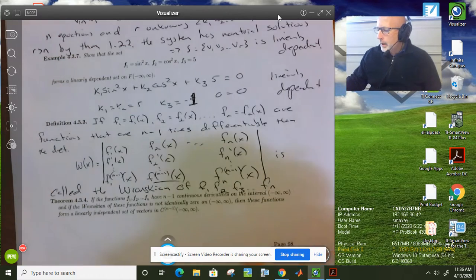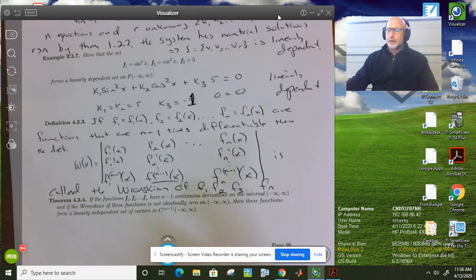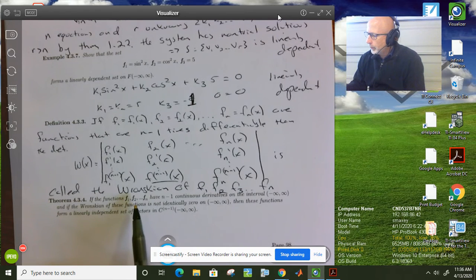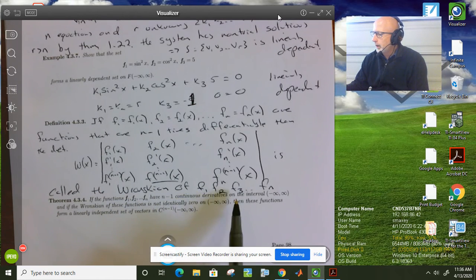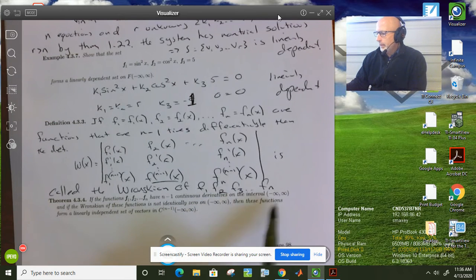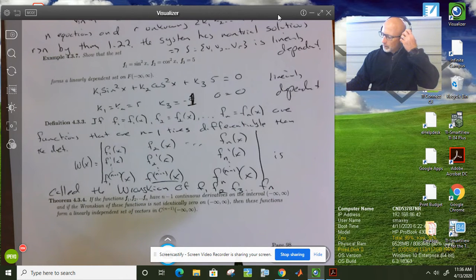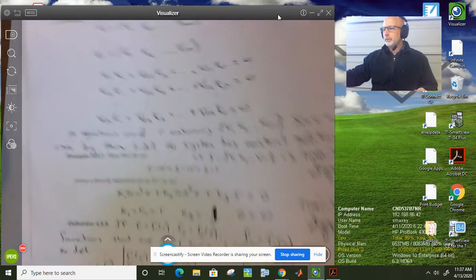Okay, and then the last theorem on this page, so we'll use this later on. If the functions f1, f2, all the way to fn have n minus 1 continuous derivatives on the interval from -infinity to infinity, and if the Wronskian of these functions is not identically 0 on the interval, then these functions form a linearly independent set of vectors in C^(n-1). So that's the set of functions that are n minus 1 times continuously differentiable. So how is that going to help us? If you think, that's a way to create a set of linearly independent functions.